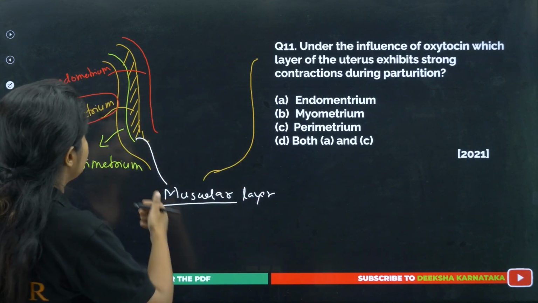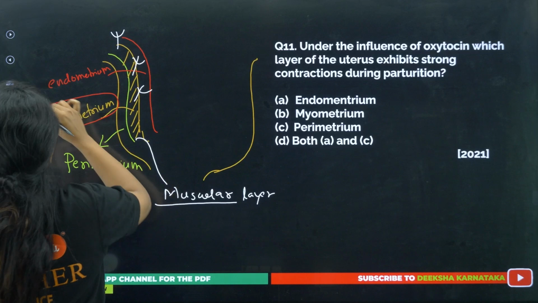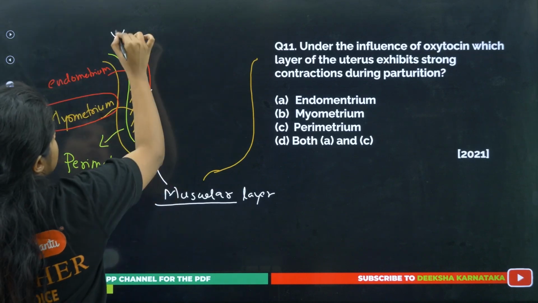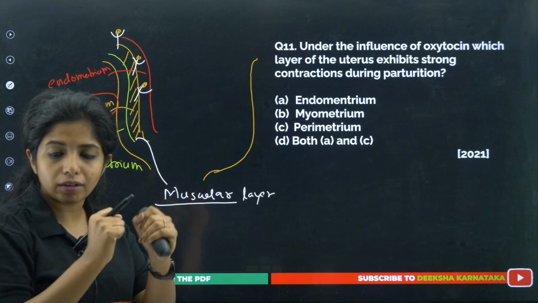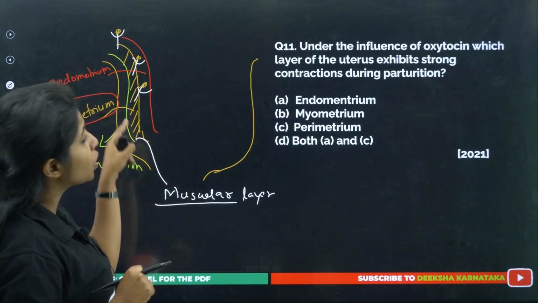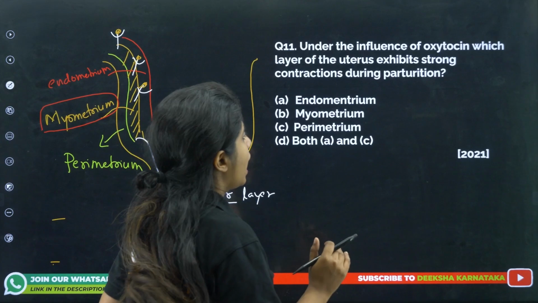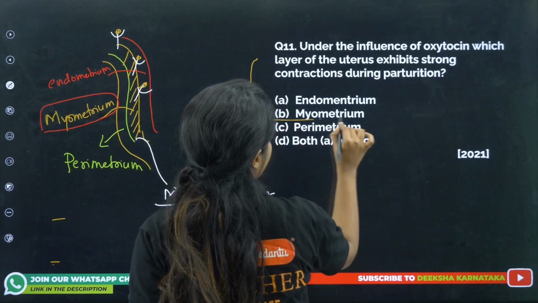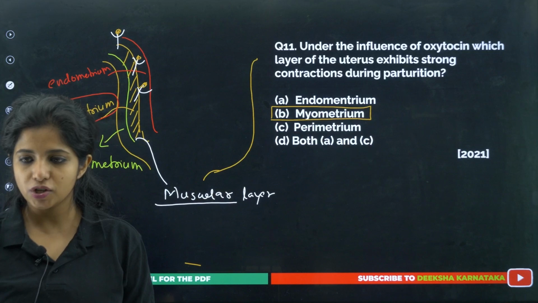And how do they actually do this? Basically, they have receptors for oxytocin. This particular layer has receptors for oxytocin. So oxytocin will come and bind over here, and whenever this binding happens, they will start contracting. Okay, and these receptors are not always present. It happens during the end of pregnancy, that is during the parturition. So I will say that myometrium is the answer for this. 2021 question, my dear children.